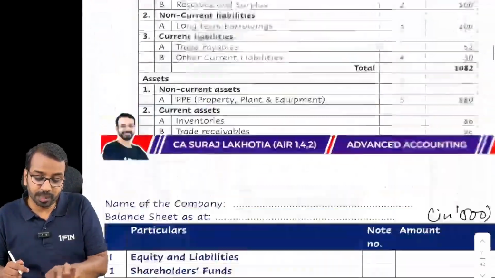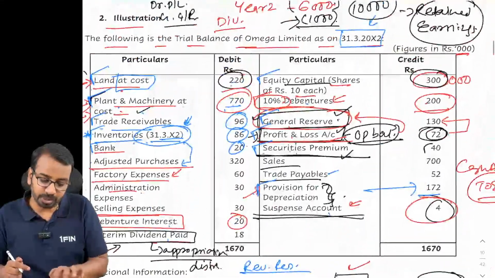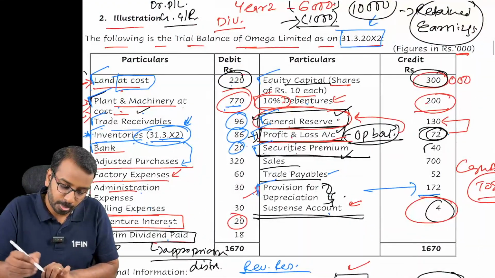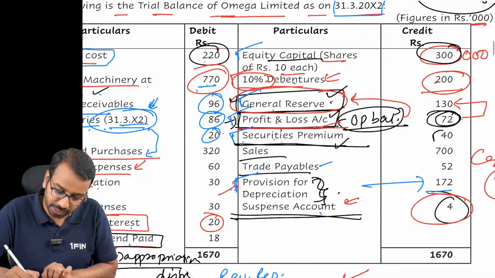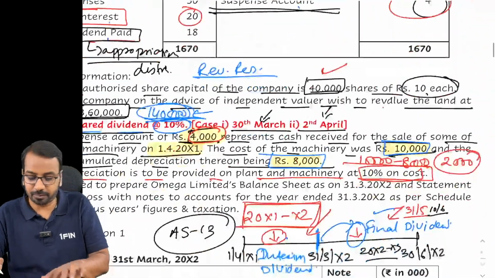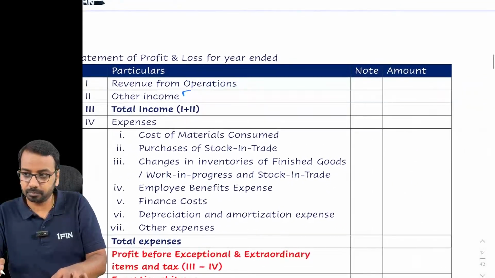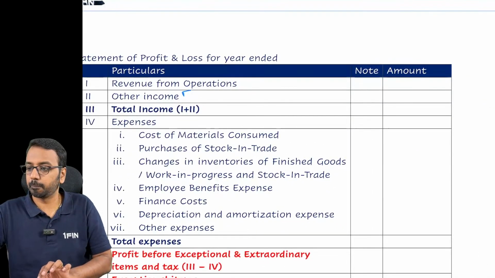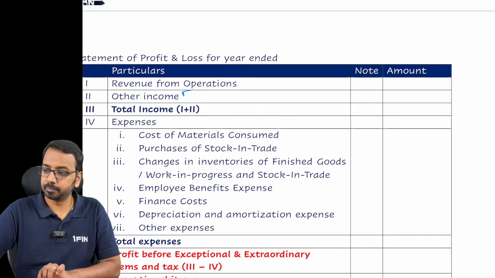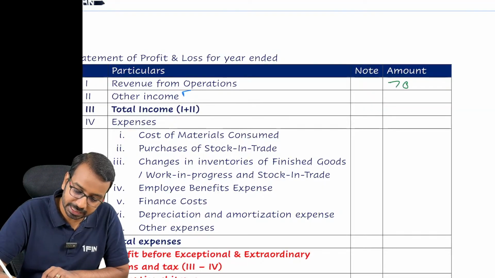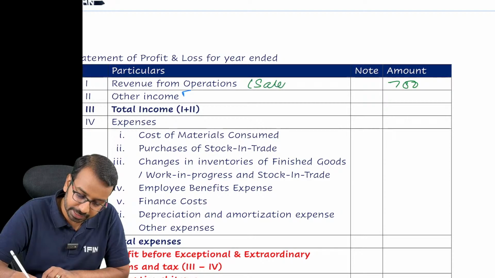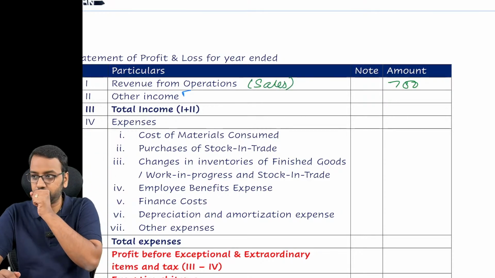Now come to P&L. In P&L, revenue from operations. What is that item? Revenue from operations. We have sales. So sales are done of 700. Revenue from operations 700. Here you can write sales.